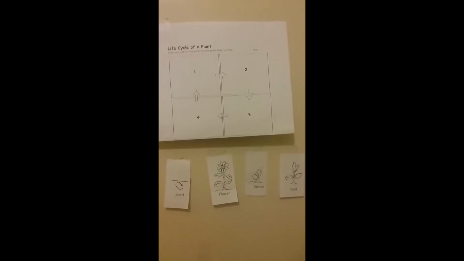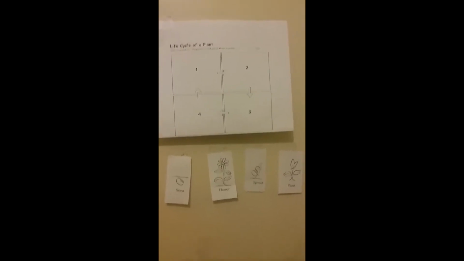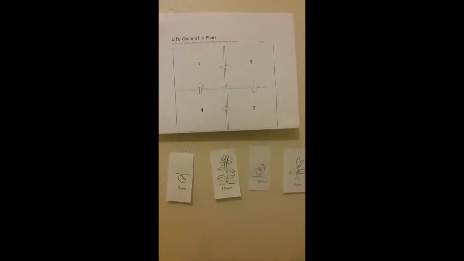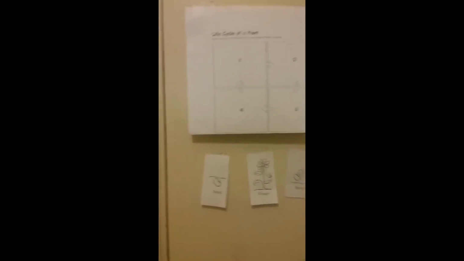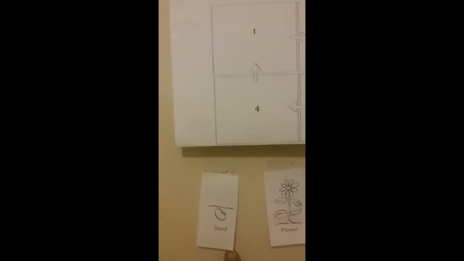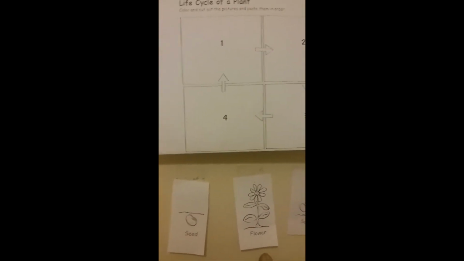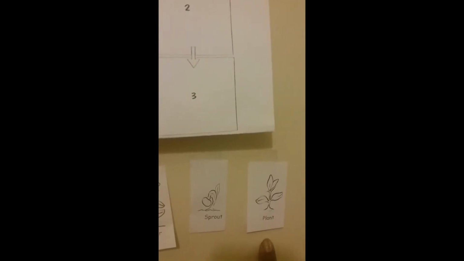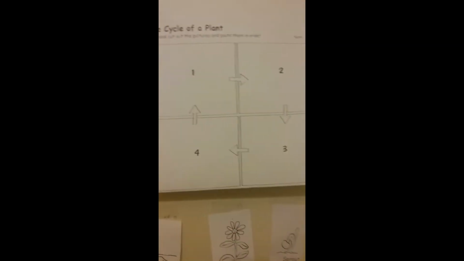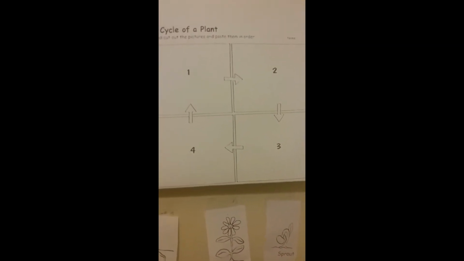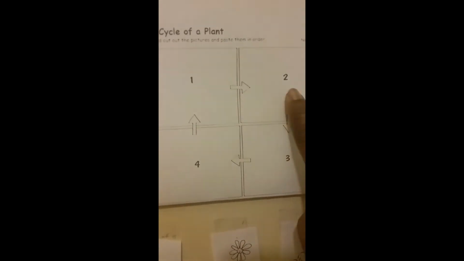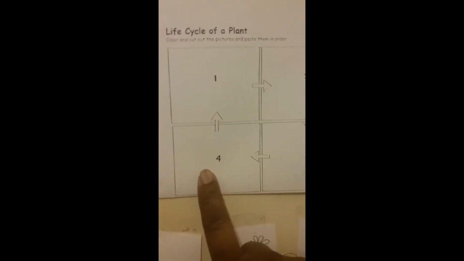Here are our life cycle cards. By the end of the lesson, we want to be able to put these cards in order. Here we have the seed, we have the flower, the sprout, and we have a regular plant. This is our chart that shows us the order in which our cards have to go. We will start at the number 1, and then we will go across to 2 and 3 and 4.